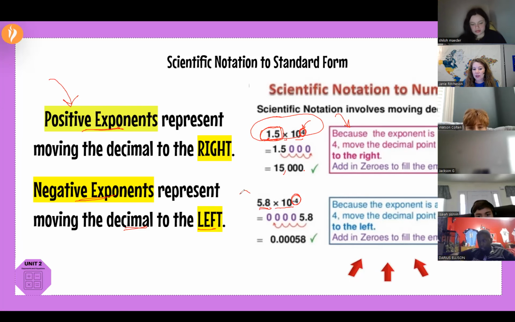All right, the next one, we're going to start with 5.8. Since our exponent is negative, that means we're going to move our decimal to the left 4 spaces. So we're starting at the end of the 5, and we're going to go to the left 1, 2, 3, 4 spaces, and that's where our decimal goes. So this little bitty number, it's not a negative number and it's not 0, but it's very, very small.